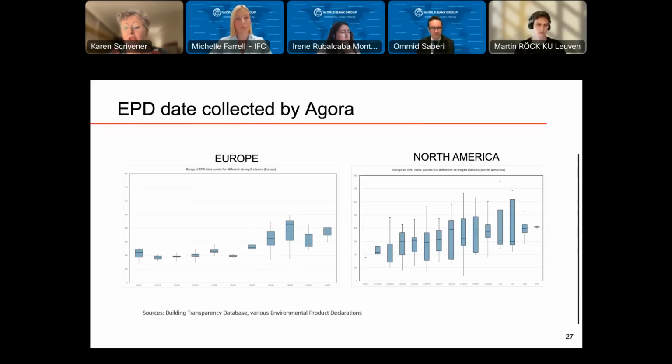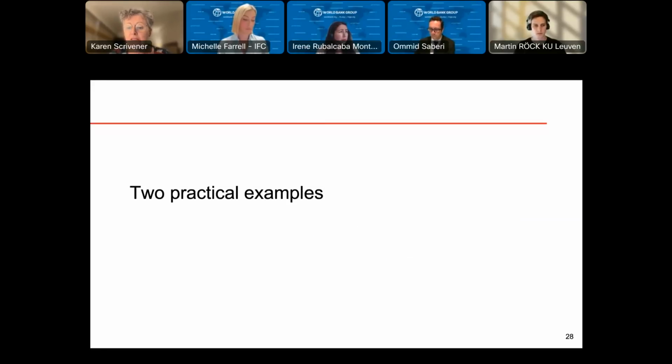This graph here shows real figures from environmental product declarations in Europe and North America, which again shows the dispersion of the products on the market. And while Europe seems to be doing better, you can see there's a limit here. And this limit is because the code in Europe specifies a minimum cement content in concrete, which is an outdated specification that really needs to be reconsidered.